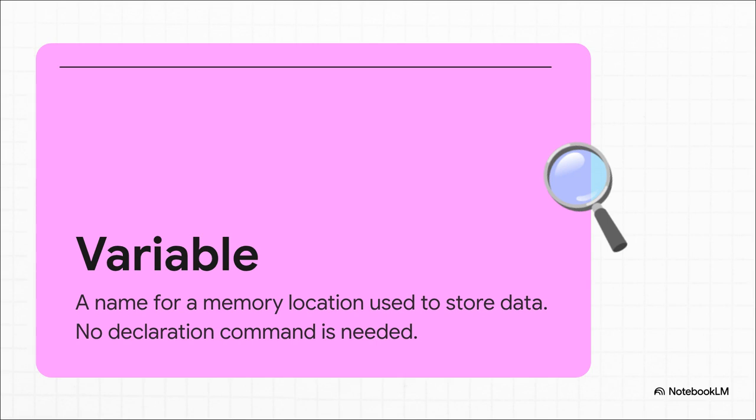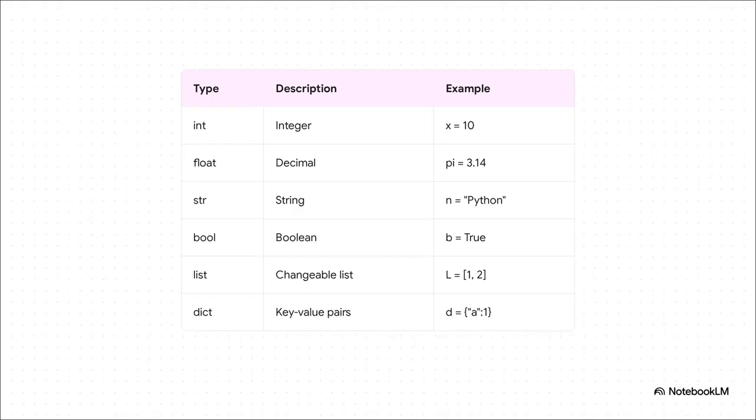So the crucial point here is that Python is delightfully simple. Unlike a lot of other languages, you don't need a specific command to formally declare a variable's type before using it. You just assign a value to a name, and Python is smart enough to figure the rest out for you.